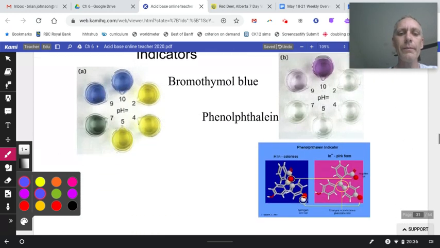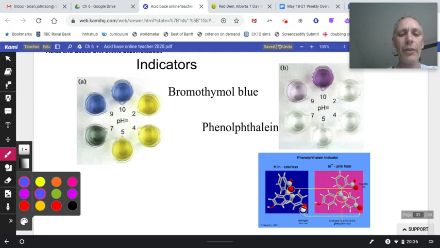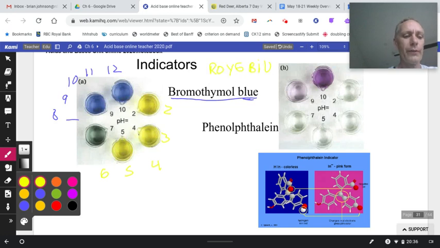Here are 2 more indicators that we use in the high school lab. Bromothymol blue. And it's blue in its basic form, which is anything above around 8, 9, 10, 11, 12. And it is yellow in its acidic form, 6, 5, 4, 3, 2. And using Roy G. Biv, going from yellow to blue, we can see there's an intermediate color of green. And this is right around 7 for that indicator.